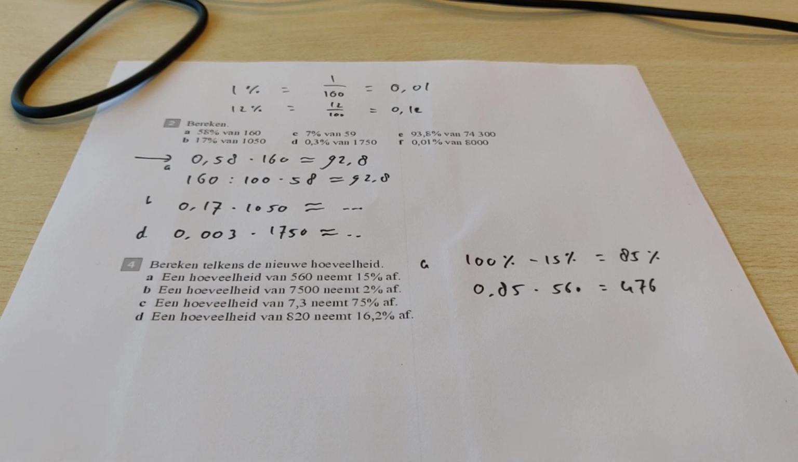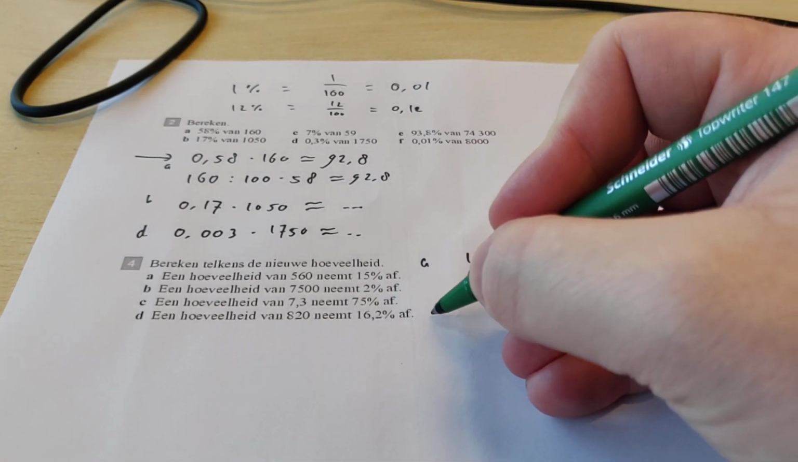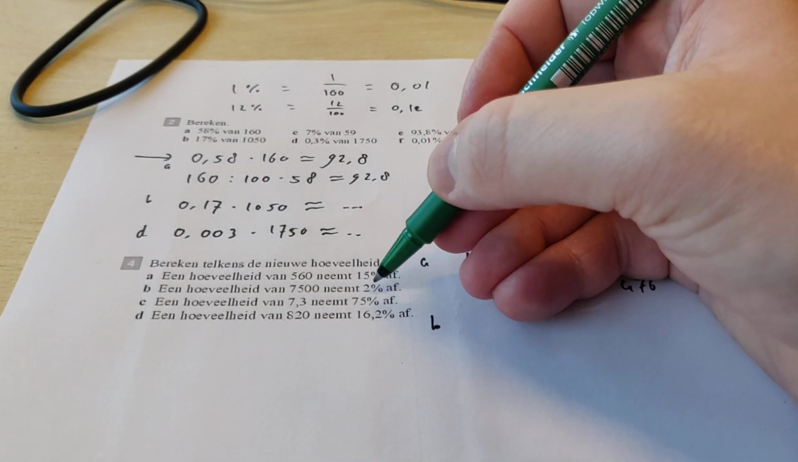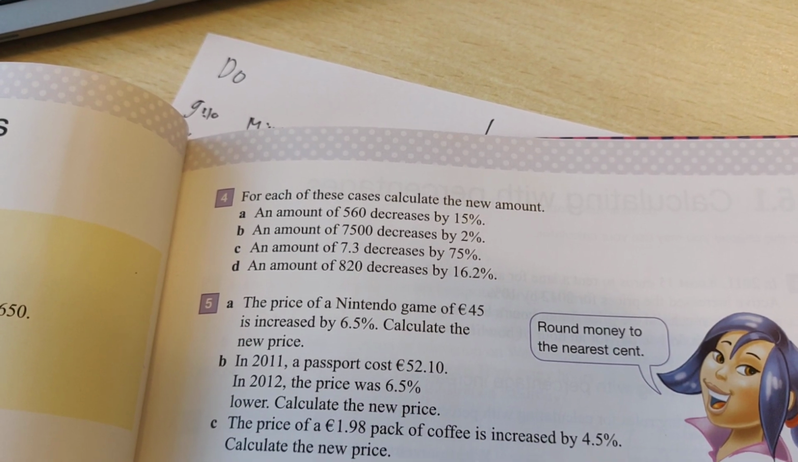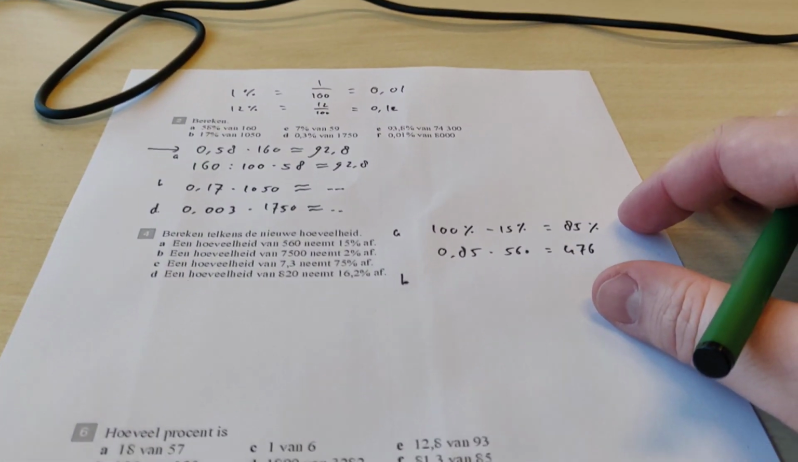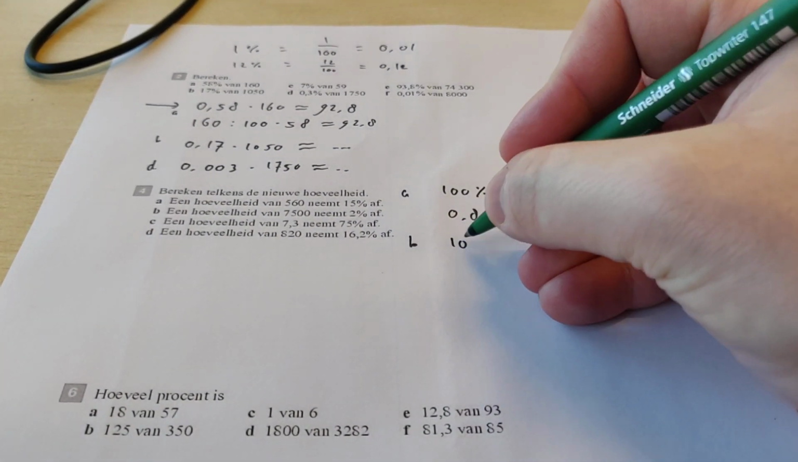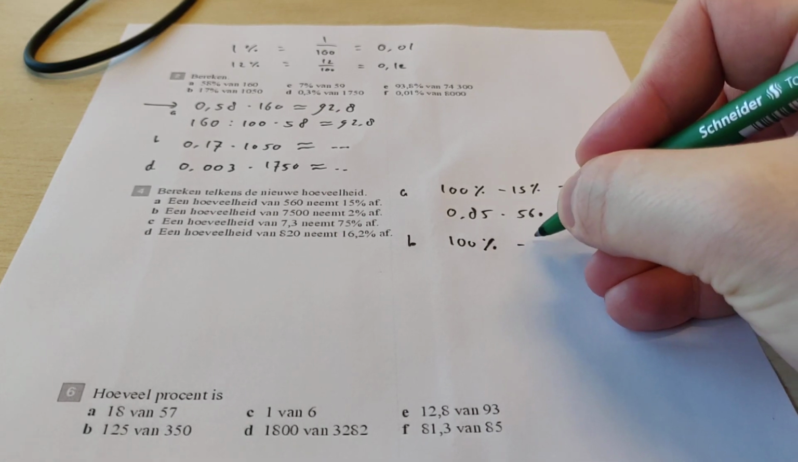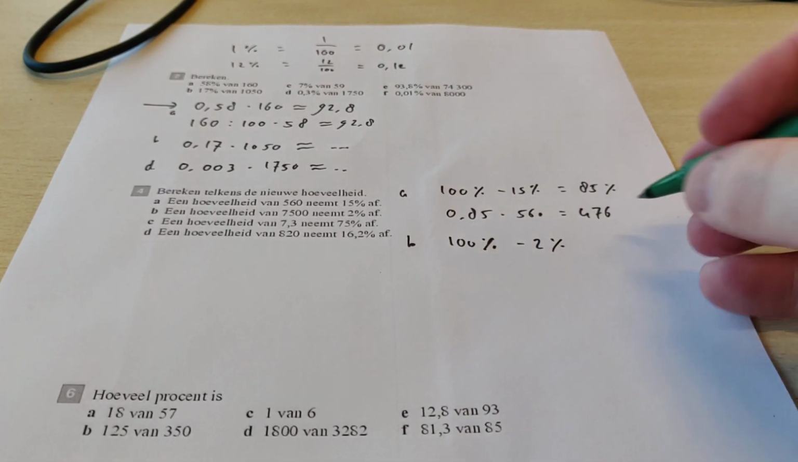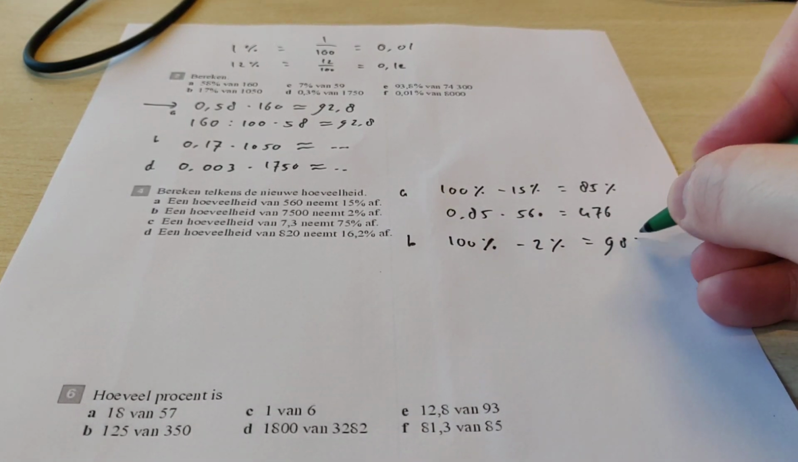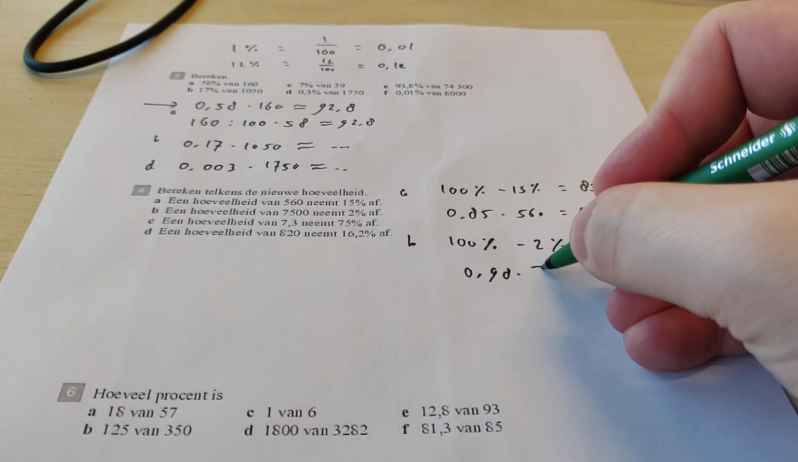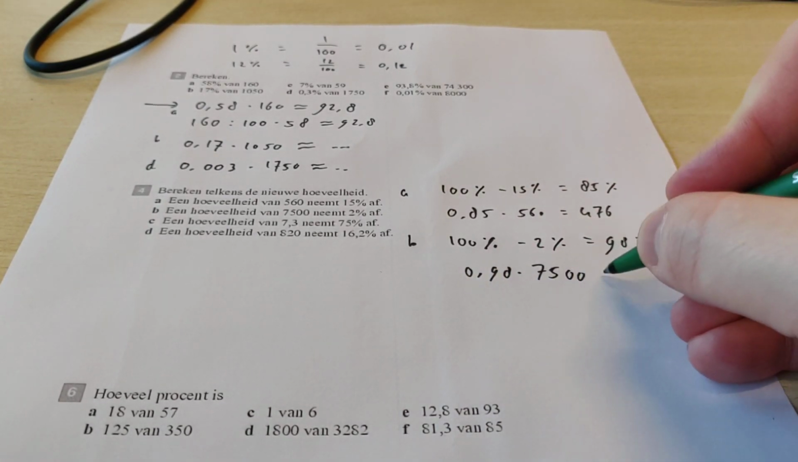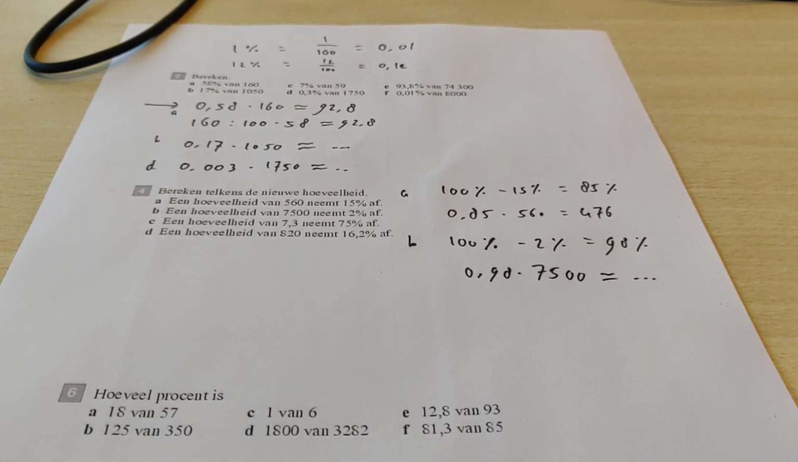So let me show you that one more time with exercise B. Here the decrease is 2%, right? If you read the question out of this book, it says an amount of 7,500 decreases by 2%. So that means we take the original 100%, we remove 2% because that's the decrease, so you have 98% left. So you do 0.98 times 7,500, and if you calculate that, then you have the answer.